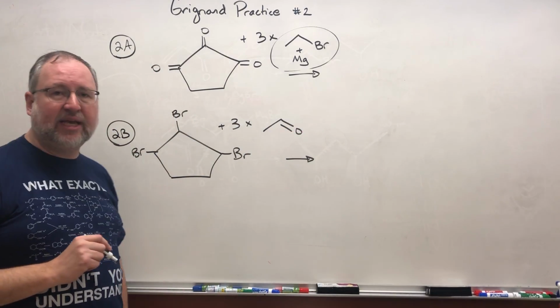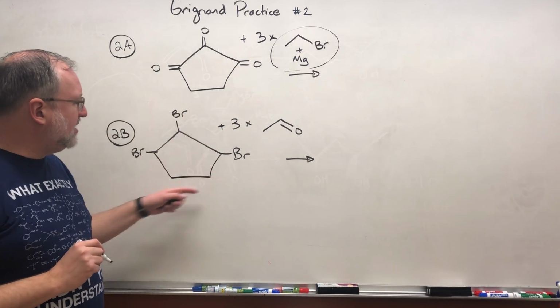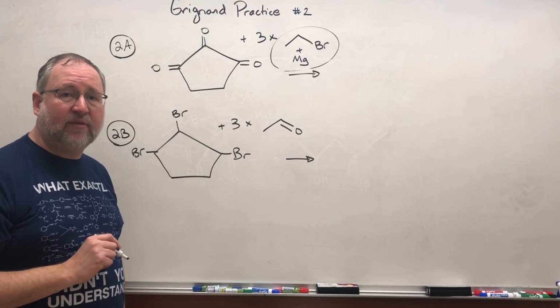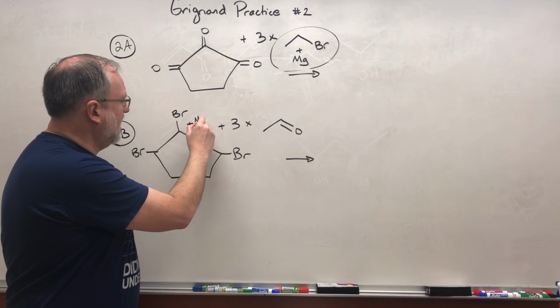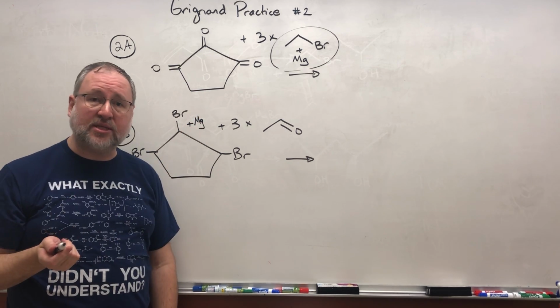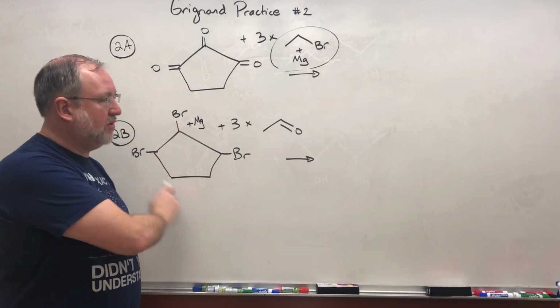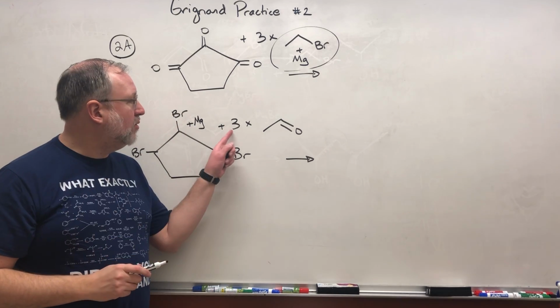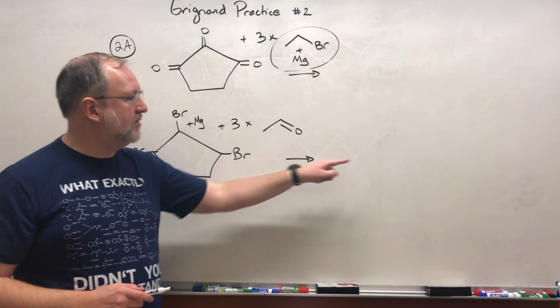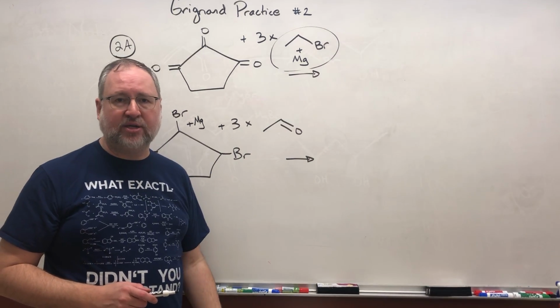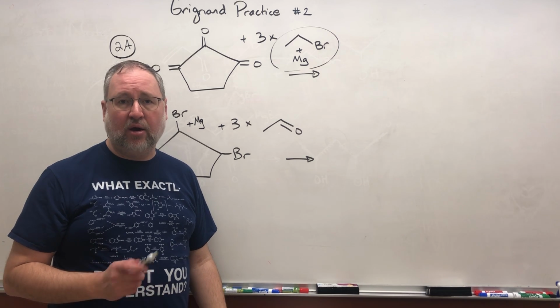And for 2B, we have basically the reverse, right? So here I have a 5-membered ring where I have bromine, bromine, bromine. Let's suppose we treat this compound with magnesium in the presence of ether, and we make this our Grignard reagent. Then to that, we're going to add 3 moles or 3 equivalents of this compound right here. I want you to draw what product you think you'll have for 2B over here.